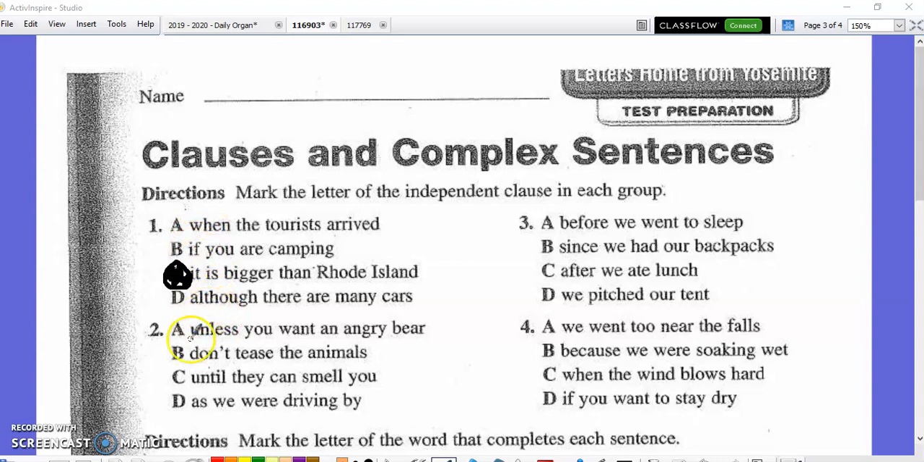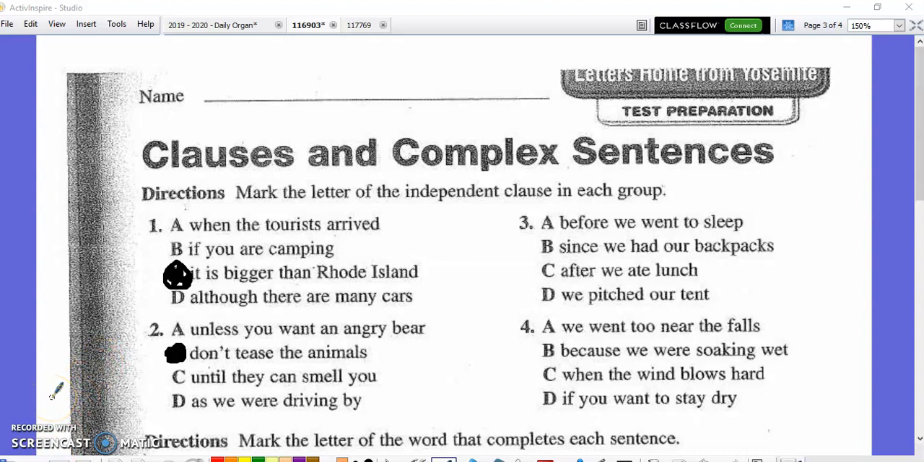Number 2. Which is the independent clause? A. Unless you want an angry bear. B. Don't tease the animals. C. Until they can smell you. Or D. As we were driving. Pick your answer now.